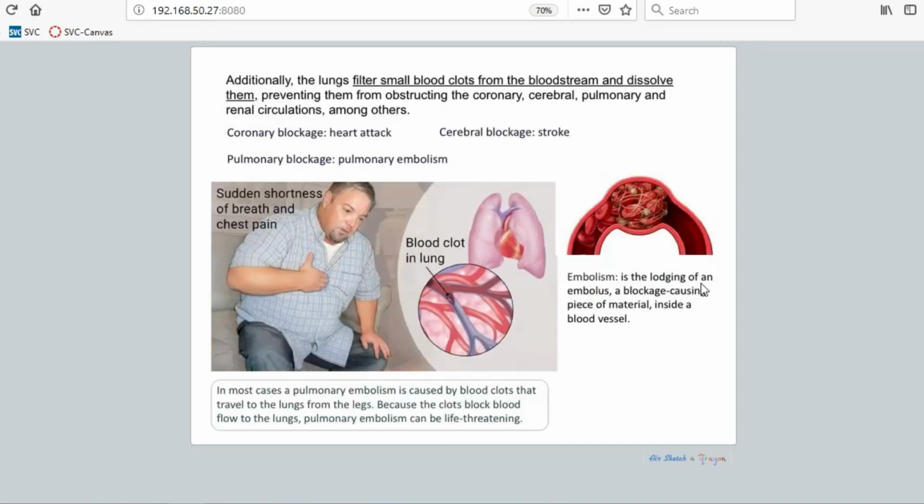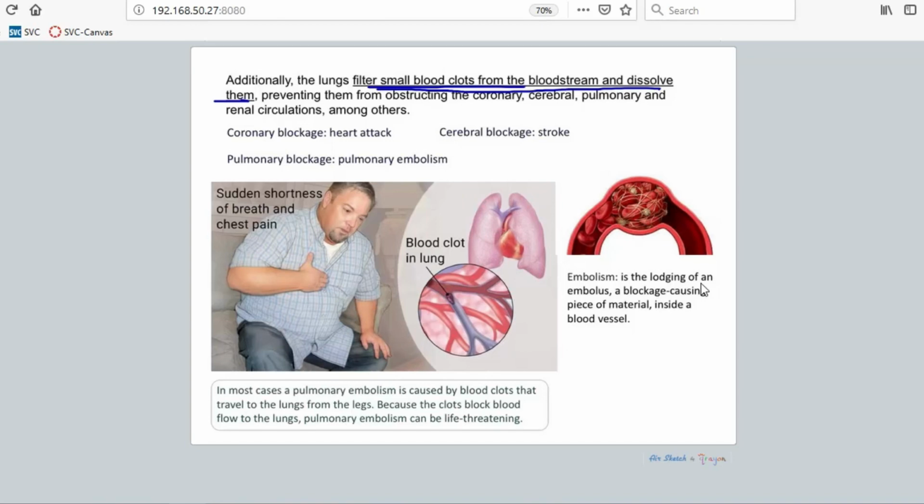So the respiratory system is involved in this. What else the lungs do is they filter out small blood clots from the bloodstream, and they dissolve them. Okay, so there are presumably enzymes in there which are filtering these blood clots and dissolving them.